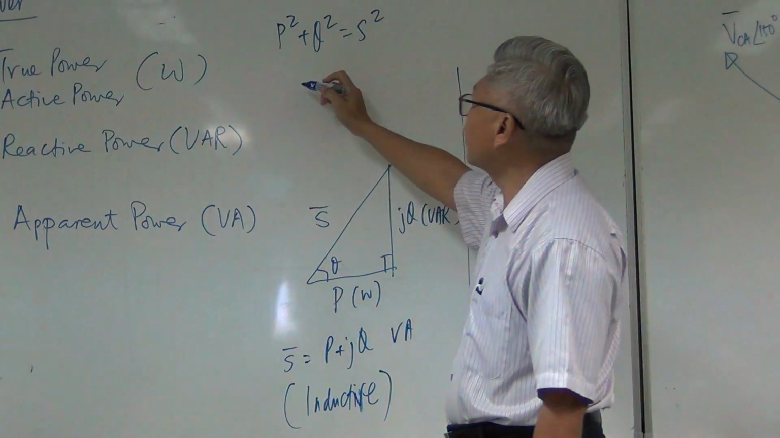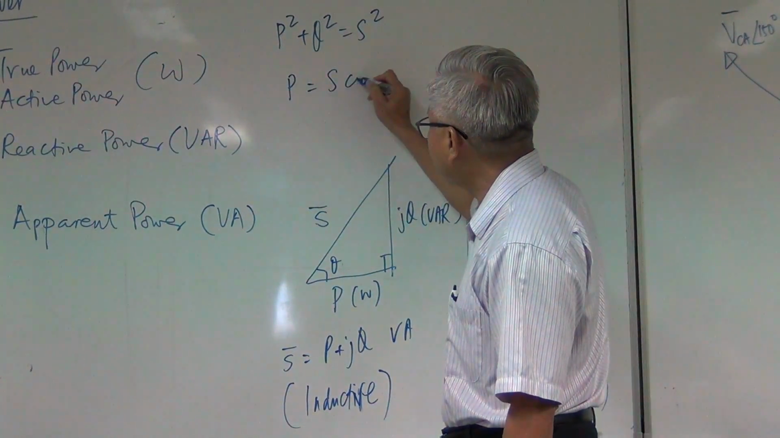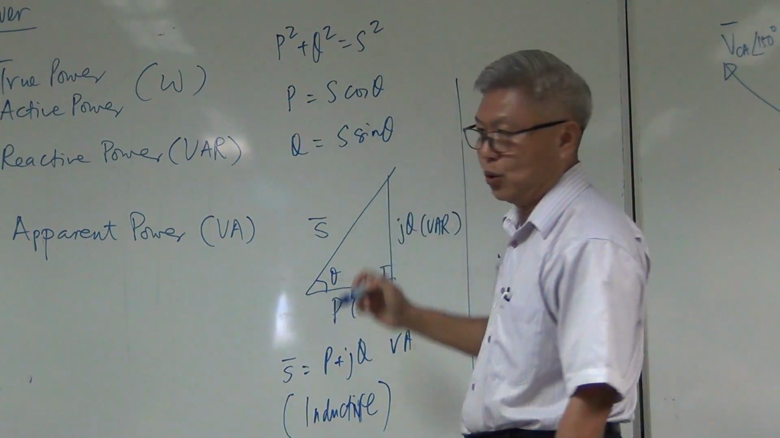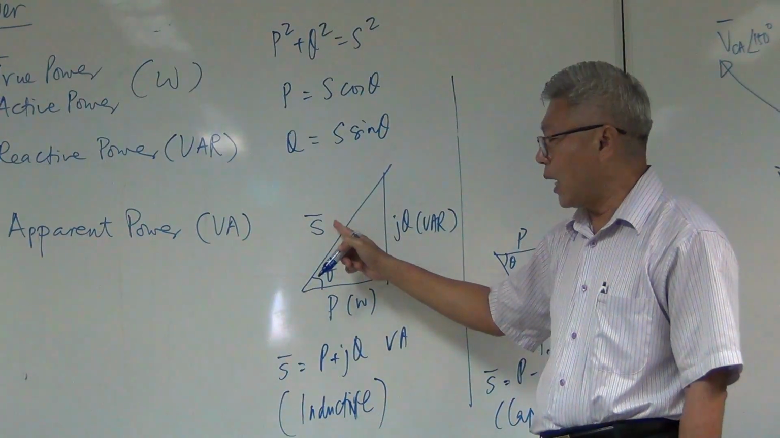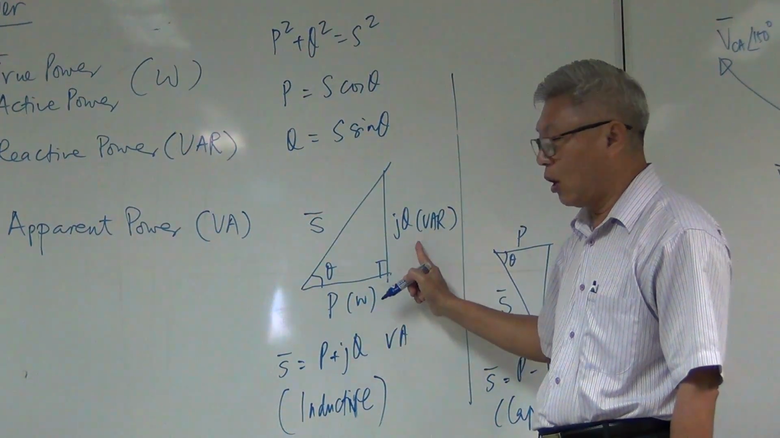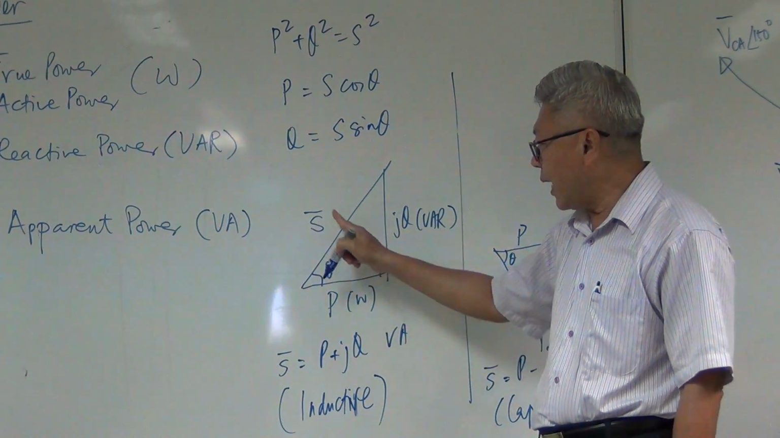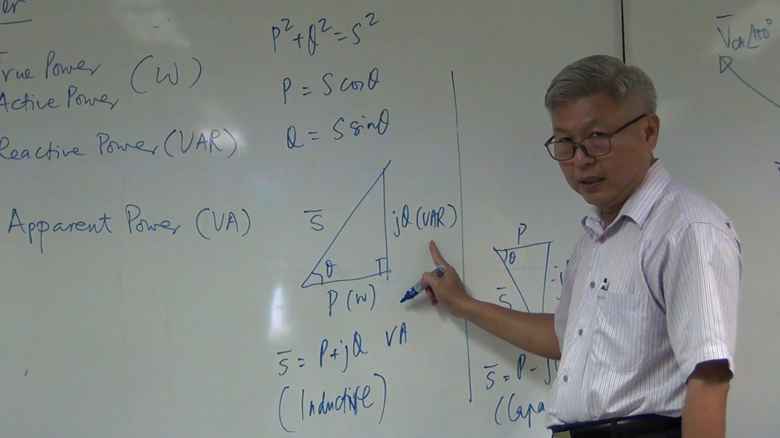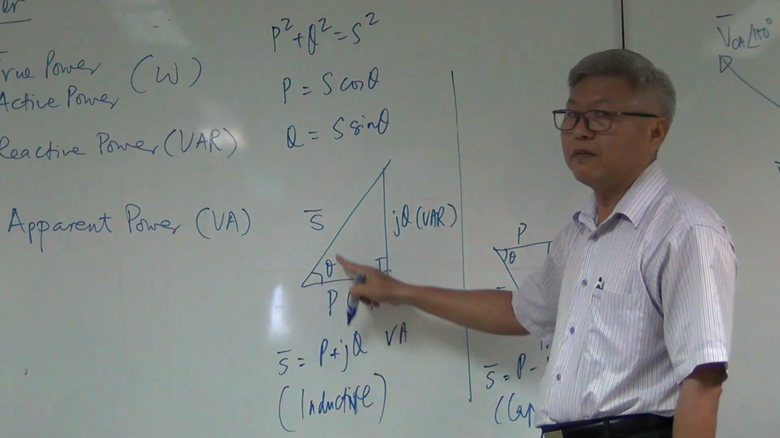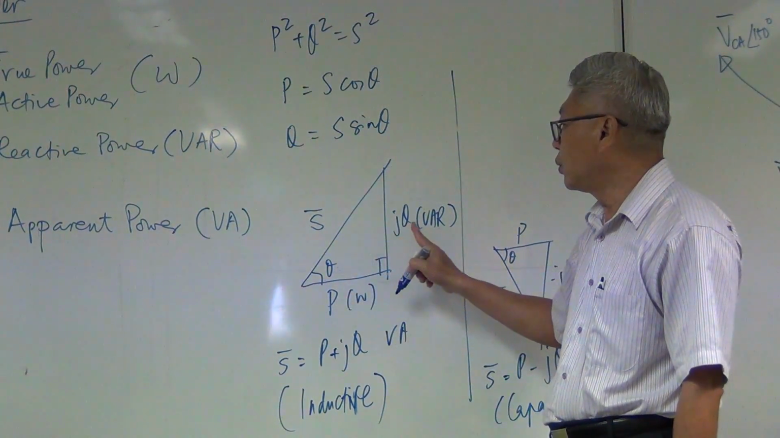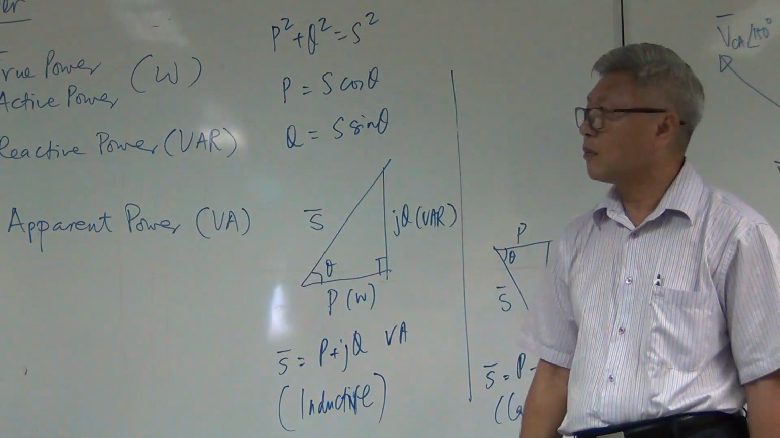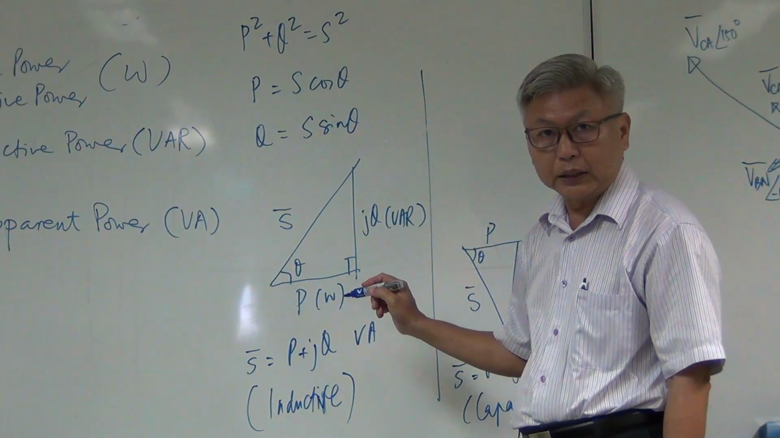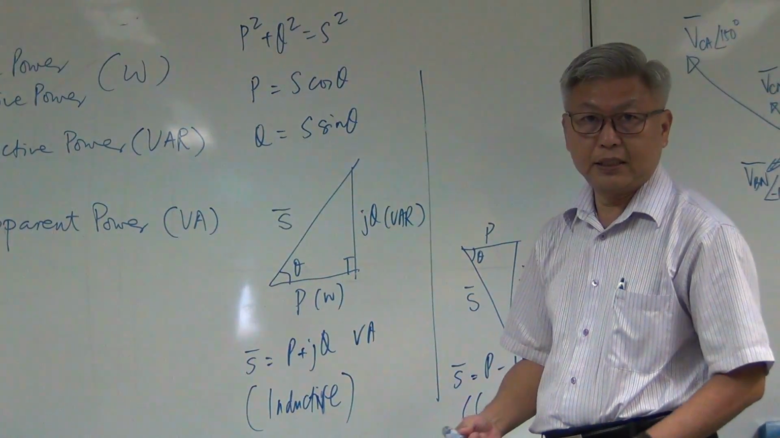Or the trigonometry that P is equal to S cosine theta, Q equal to S sine theta can also be used. Can you remember? This is the hypotenuse, this is the adjacent, this is the opposite. So P is equal to S cosine theta, Q is equal to S sine theta, because cosine theta is equal to P divided by S, sine theta is equal to Q divided by S. So knowing any two parameters of a power triangle, you can find the rest, right?